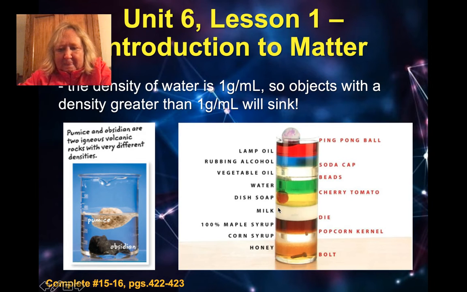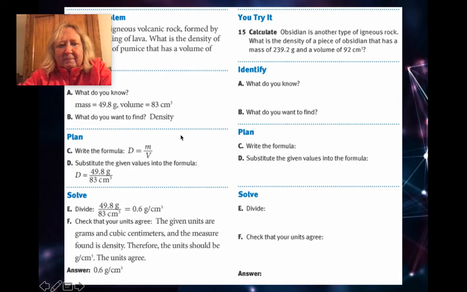Milk, maple syrup, corn syrup, and honey all have densities greater than 1, so they're going to sink in the water. As you go up, those different oils or a ping pong ball all have densities less than 1, so they will float. Over here is an example of 2 different rocks. They're both igneous volcanic rocks, but one floats and one sinks.